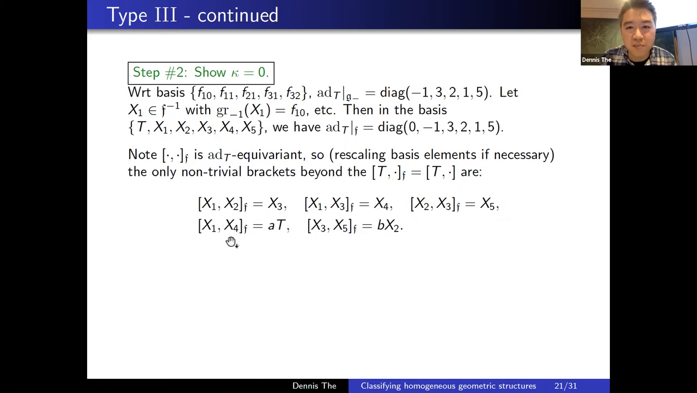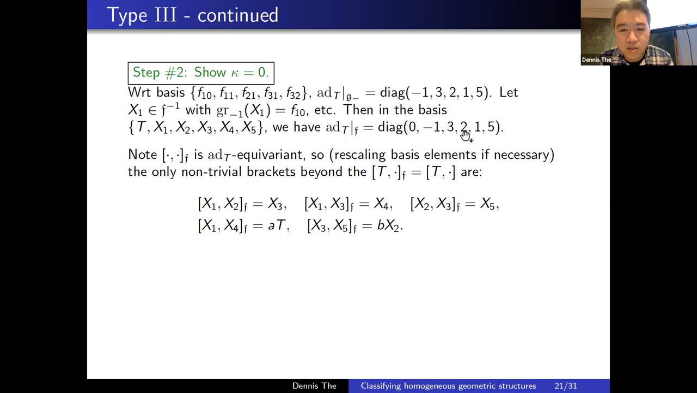Just to give you a hint of where these extra parameters come from. X1 has eigenvalue minus one. X4 has eigenvalue one. The sum of those eigenvalues is zero. And the only possibility here where you have eigenvalue zero is just T. So I have to insert a parameter here, of course. Similarly here, X3, so one, two, three, so two. X5 is five. Hold on a sec.